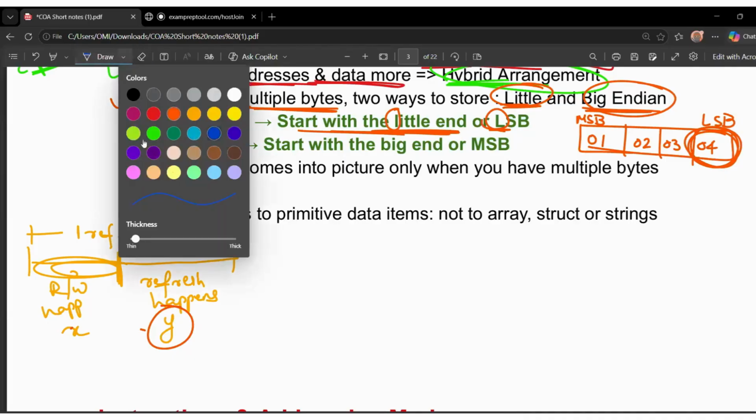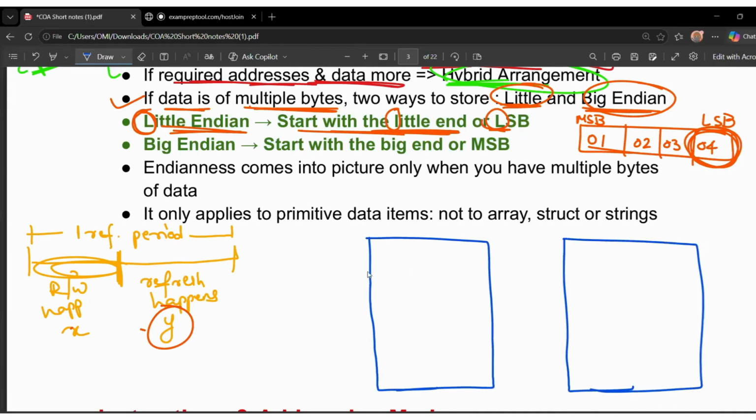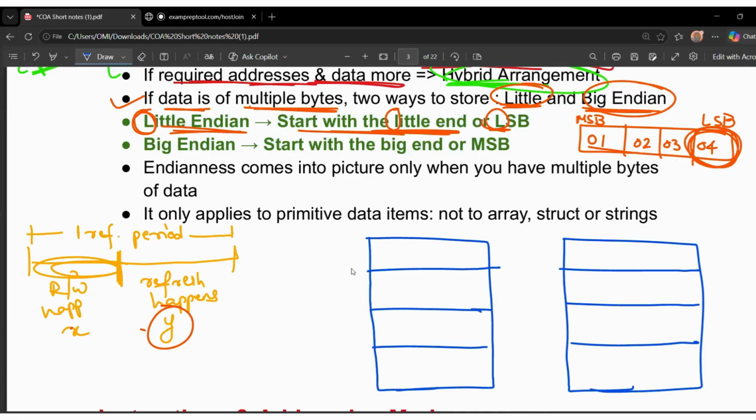So how will it be stored? Can someone tell how it will be stored? There are two ways, right? So this is the memory. Let's say this is the starting address 00, 01, 02, and 03. Similarly, 00, 01, 02, and 03.